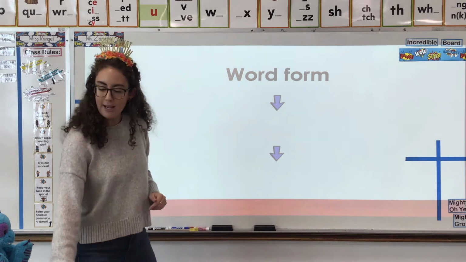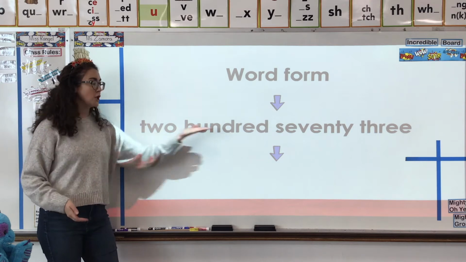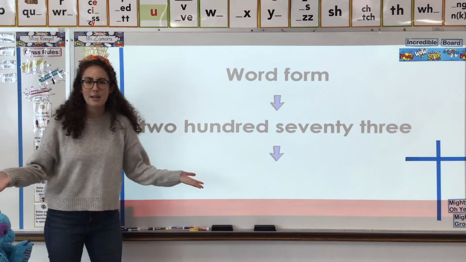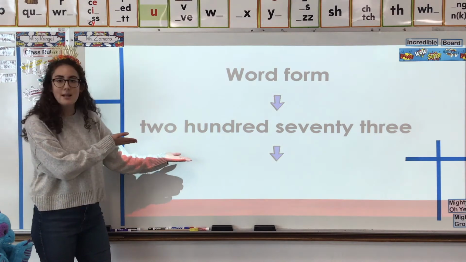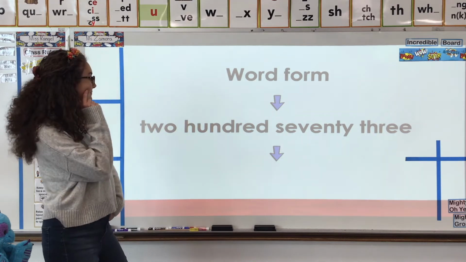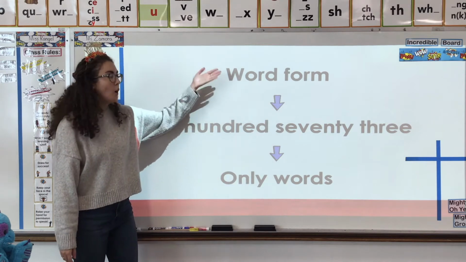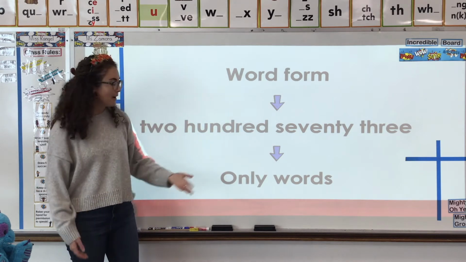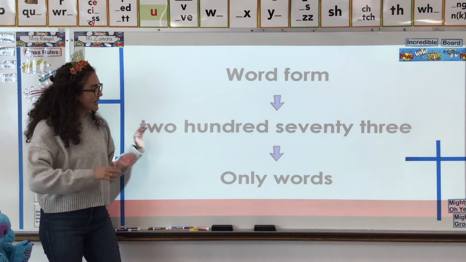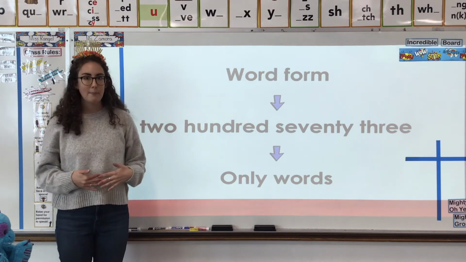This is when we would write 273 as such. What does that mean? We expressed this number using only words, just like it says in the name. Word form is when we write a number with only words. As you can see here, each digit is written out with its own word that corresponds to that number.